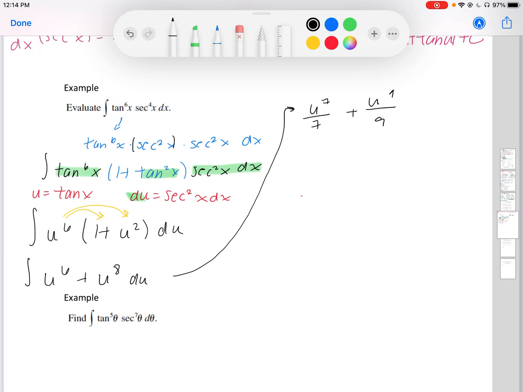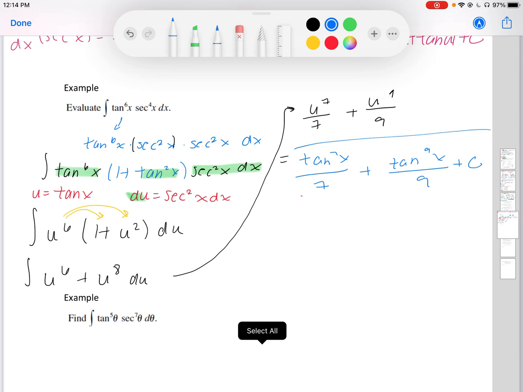Let's replace u with tangent. So our final answer becomes 1/7 tangent to the 7th power, or tangent to the 7th divided by 7. However you want to write it is fine. Plus tangent to the 9th power divided by 9. Because it's an indefinite integral, we need that plus c. Not so bad, right?